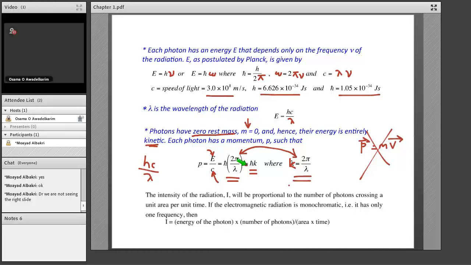The intensity of the radiation will be proportional to the number of photons. If you have photons making the electromagnetic radiation, and they are incident on some screen, the energy incident on this screen per unit area is the energy of one photon times the number of photons hitting a unit area per unit time. This gives you the energy intensity.